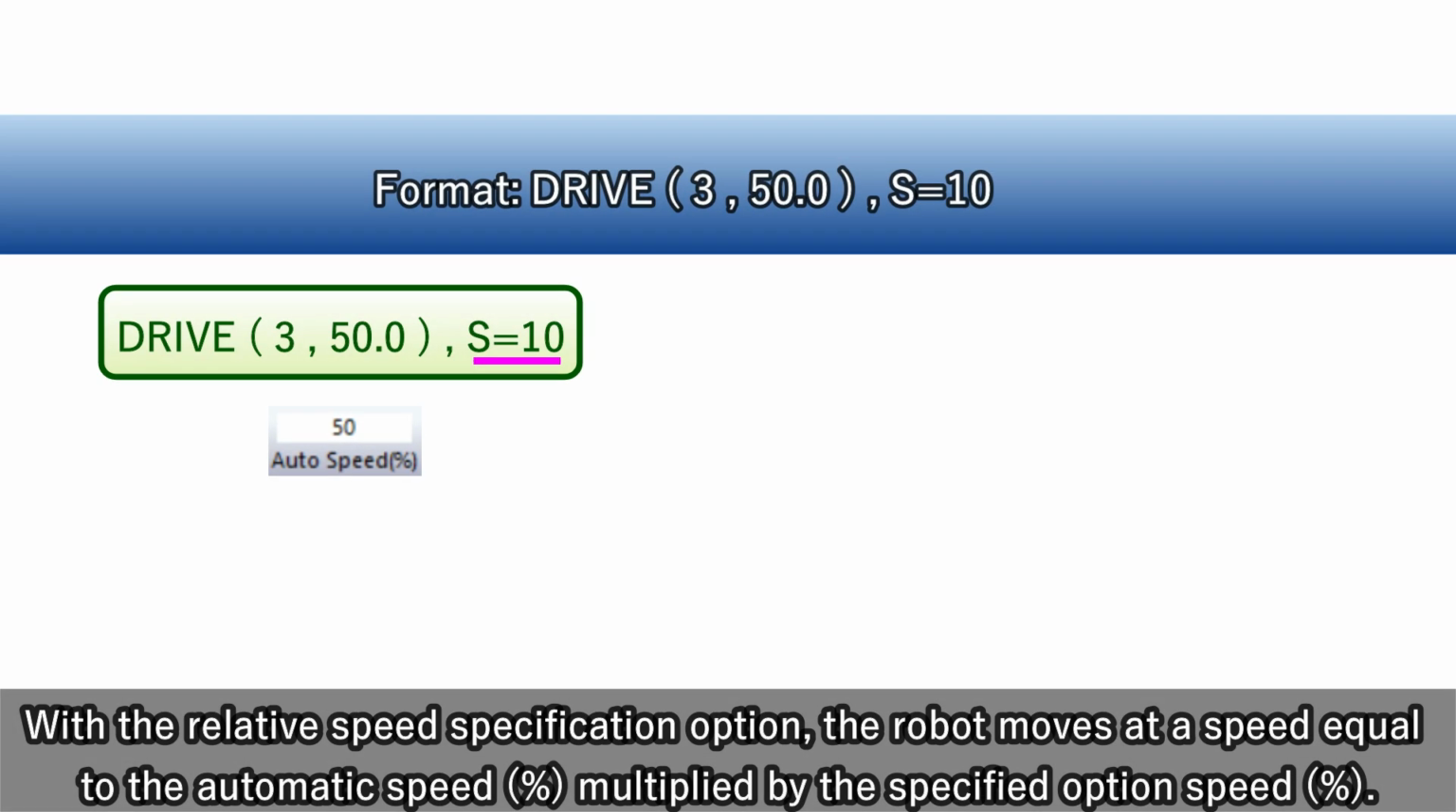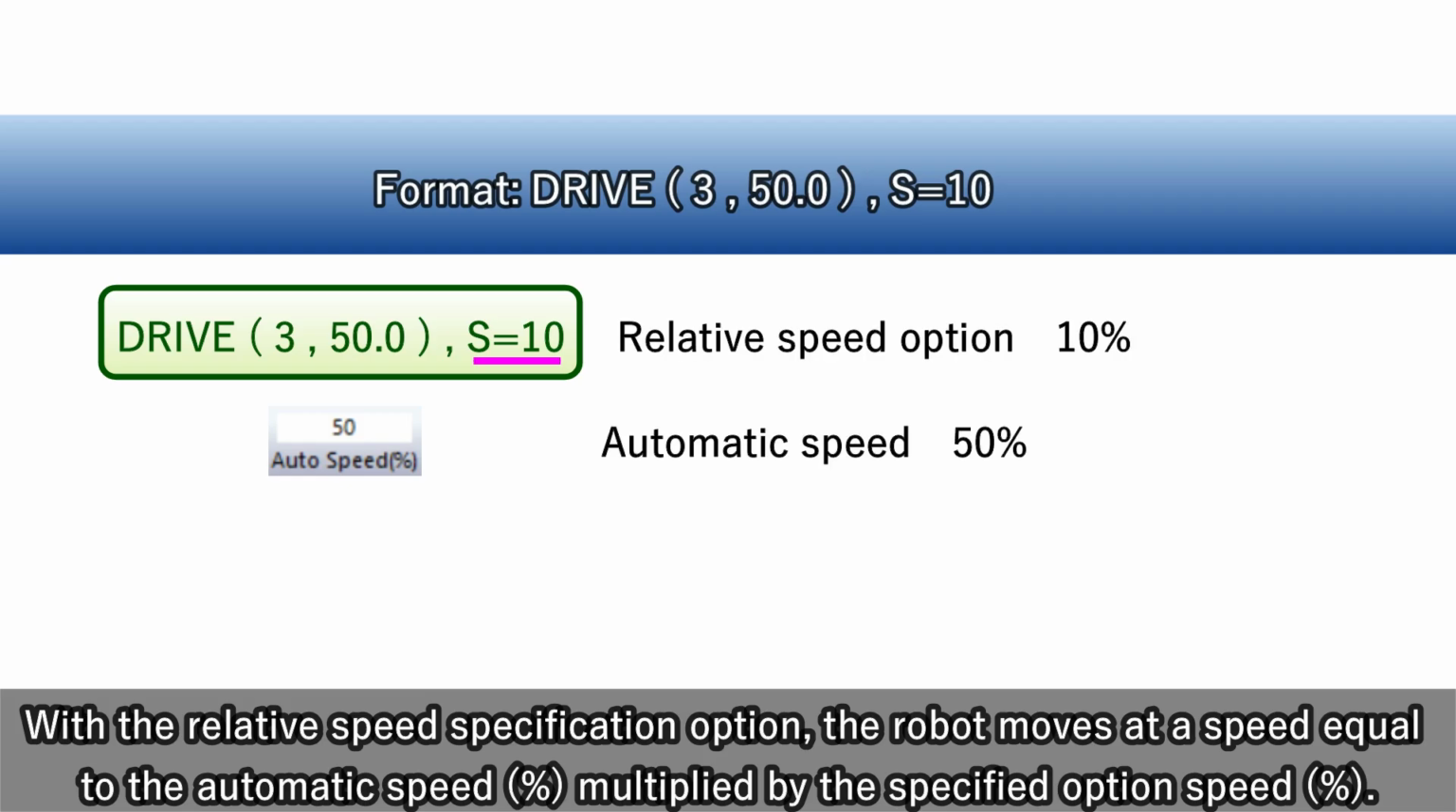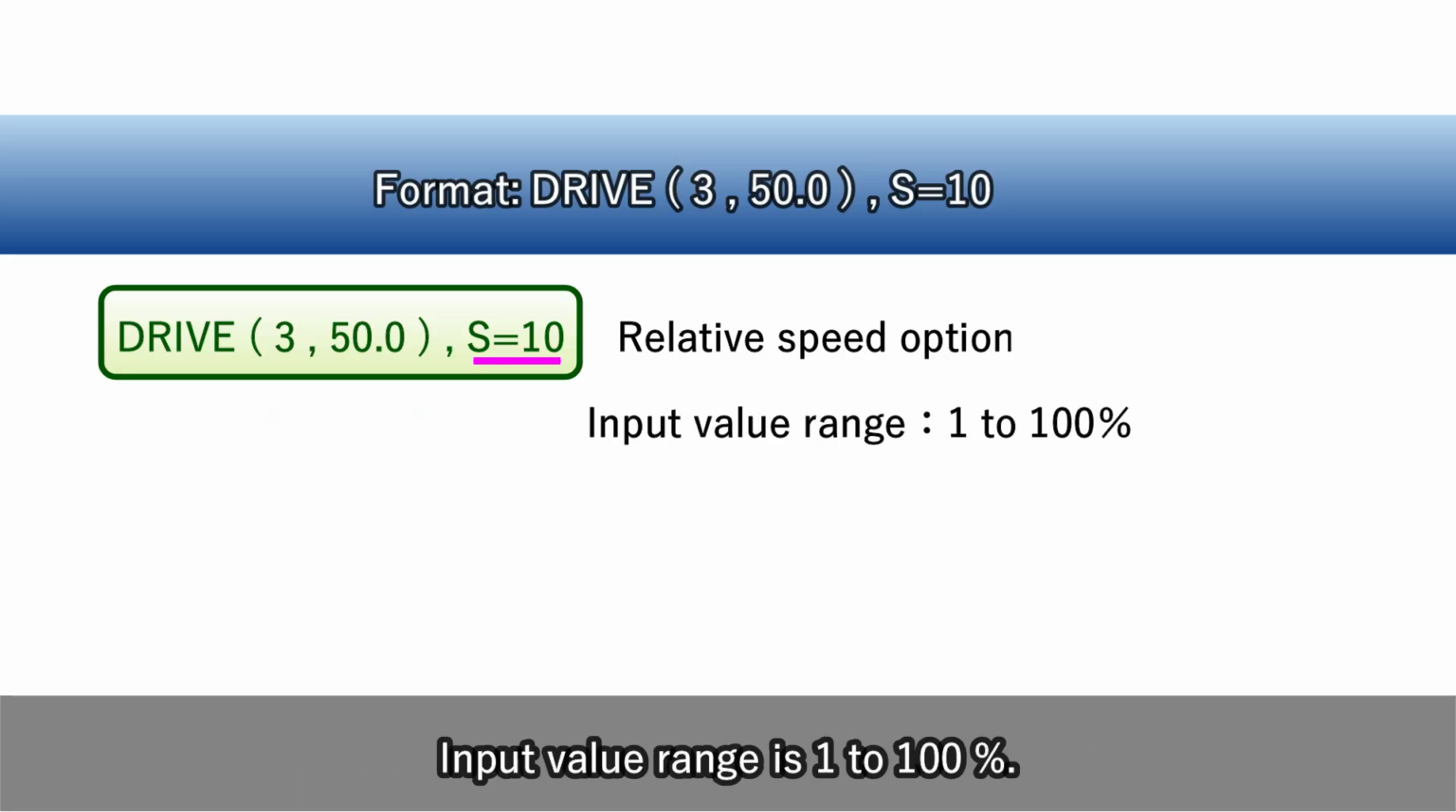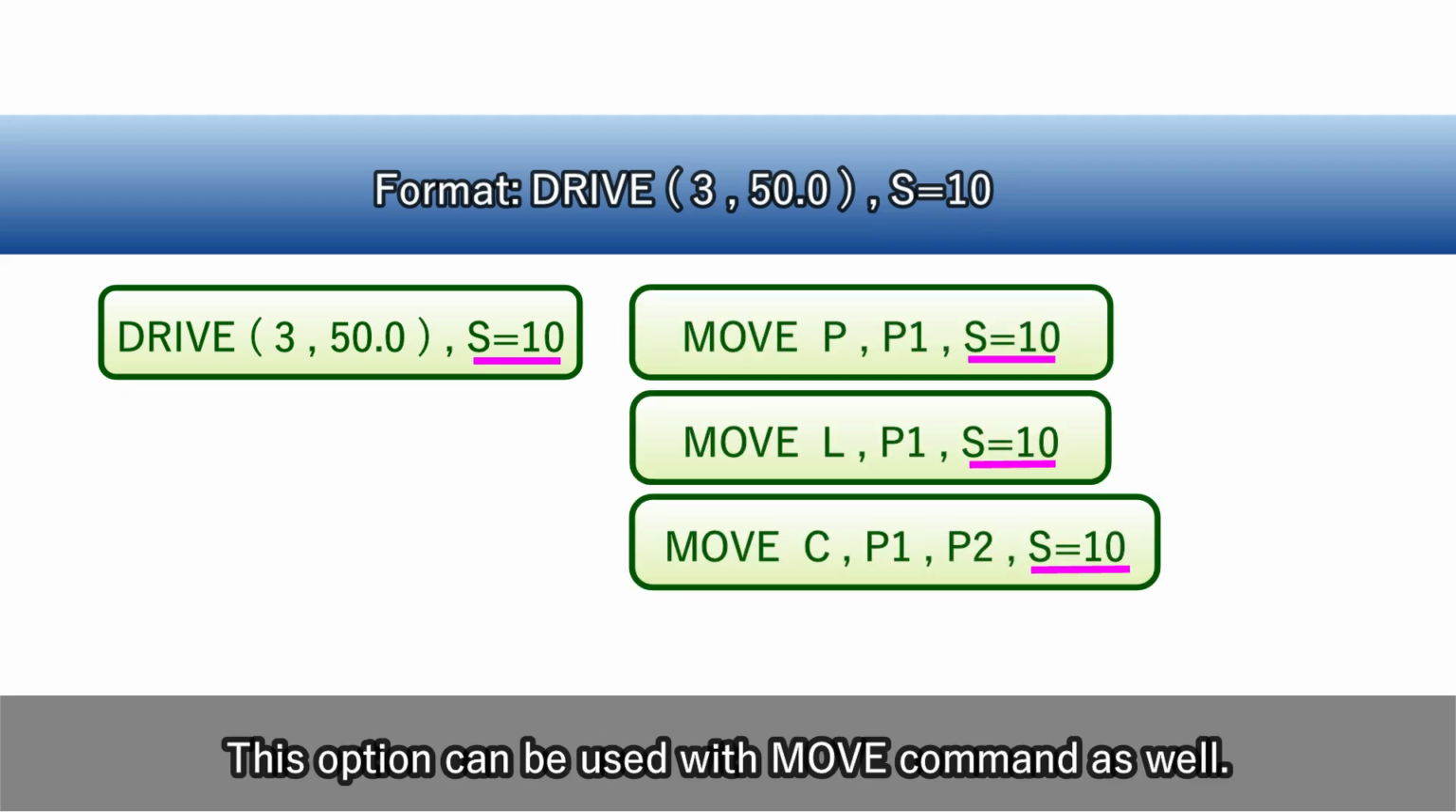With the relative speed specification option, the robot moves at a speed equal to the automatic speed multiplied by the specified option speed. Input value range is 1 to 100%. This option can be used with the move command as well.